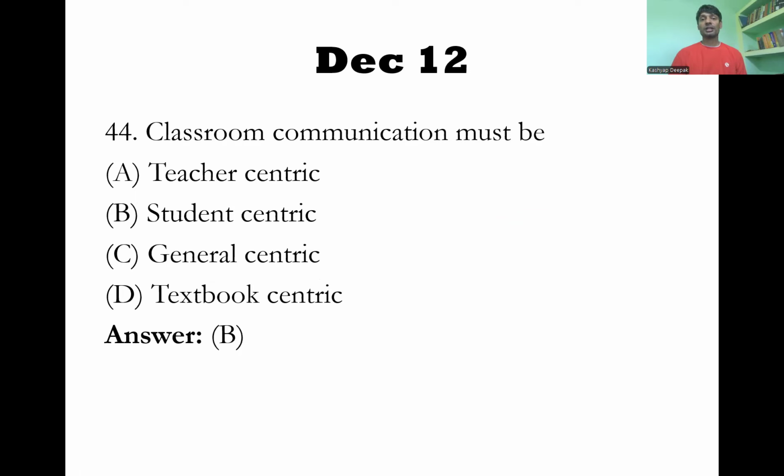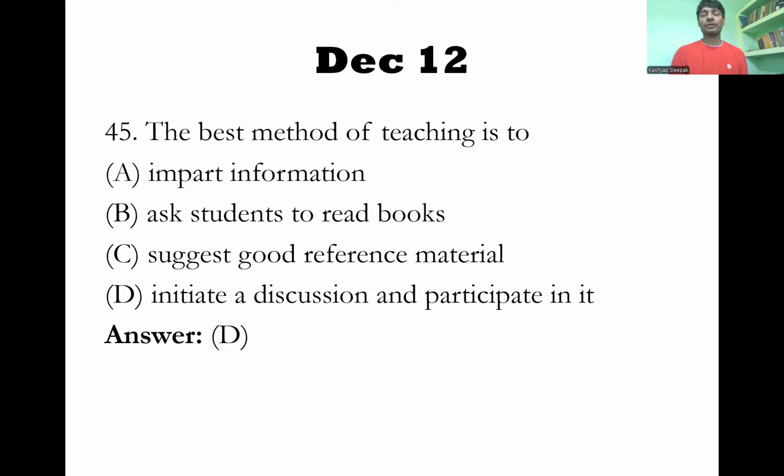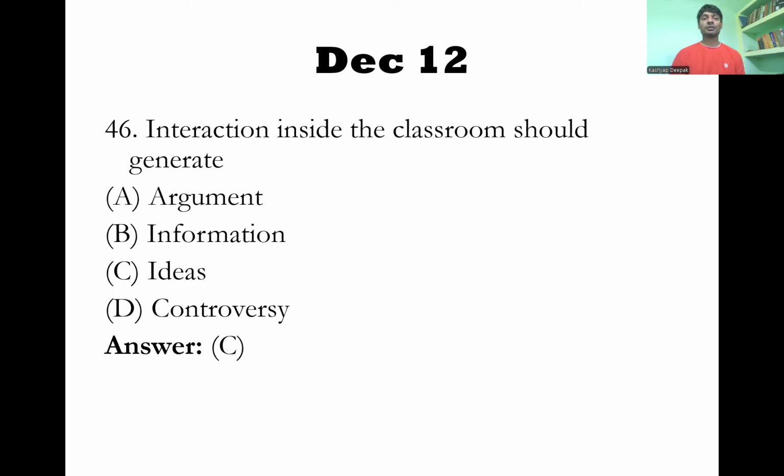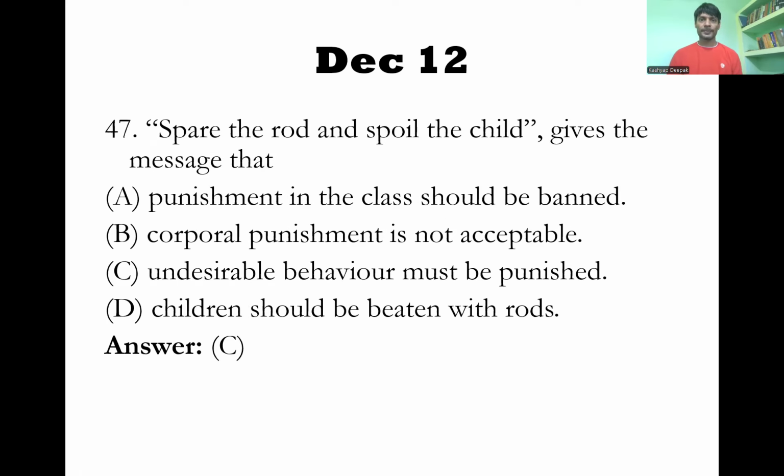December 12. Classroom communication must be teacher-centric, student-centric, general-centric, textbook-centric. So class is for the students, so everything should be student-centric. You cannot teach only one or two students, but all. The best method of teaching is to impart information, ask students to read books, suggest good reference material, initiate a discussion and participation. So the best method is always discussion. Interaction inside the classroom should generate argument, information, ideas, controversy. So controversy is not information. Yes, argument is also, but ideas are most important.